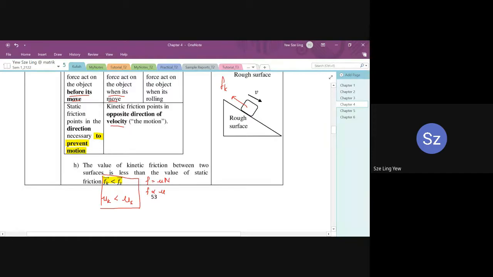So it is always harder to move an object. But once it begins to move, then you need less force to keep it moving. So this is the information that you can get based on this relationship, Fk is less than Fs, or mu k is less than mu s. Right, so this is our frictional force.